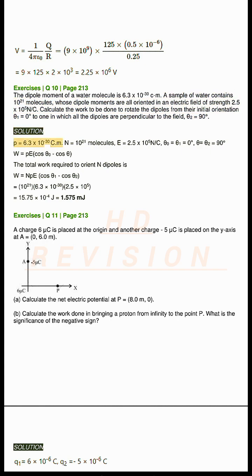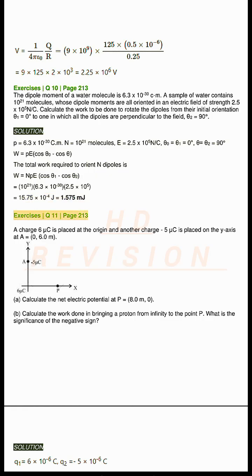Solution. p equals 6.3 times 10 to the power of minus 30 C m, N equals 10^21 molecules, E equals 2.5 times 10^5 N/C, θ0 equals θ1 equals 0 degrees, θ equals θ2 equals 90 degrees. W equals pE (cos θ0 minus cos θ). The total work required to orient N dipoles is W equals NpE (cos θ1 minus cos θ2) equals 10^21 times 6.3 times 10 to the power of minus 30 times 2.5 times 10^5 equals 15.75 times 10 to the power of minus 4 J equals 1.575 millijoules.